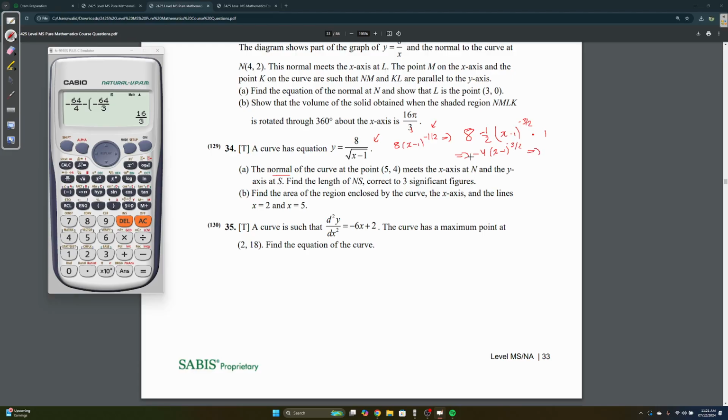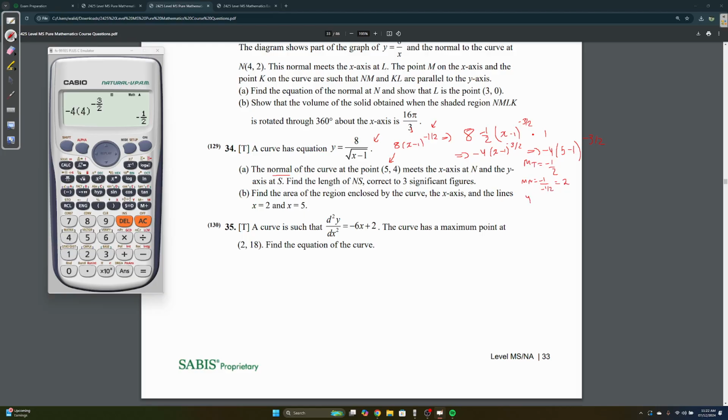Okay, we need to know the slope, so you substitute 5, right? So it's going to be minus 4 times (5 minus 1) to the power of minus 3 over 2. Let's just put it in our calculator. Minus 4 times 5 minus 1 is 4, so to the power of minus 3 over 2, you get minus half. So this is the slope of the tangent. Remember, we're talking about the normal. So the slope of the normal will be negative 1 divided by minus half, which is 2.